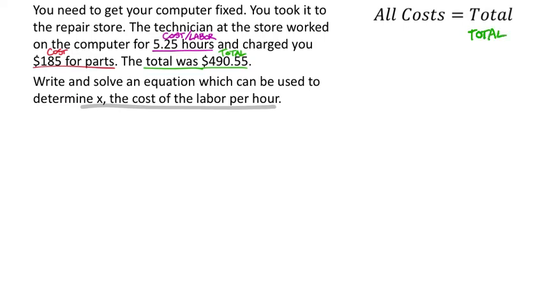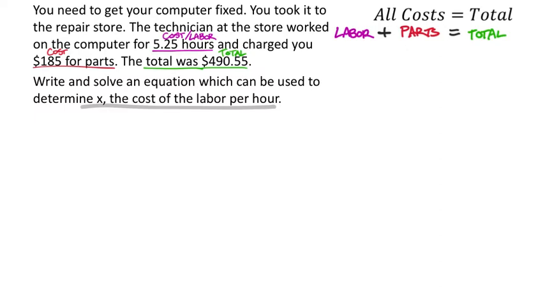But the costs, we have the two costs. We have the parts, and we have the labor. So I'm going to look at labor, and then I will add the cost of the parts. Okay, so adding those two together will give me the total for the costs, and then of course the total was just by itself its own total.